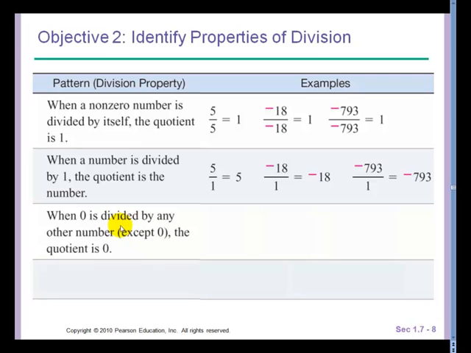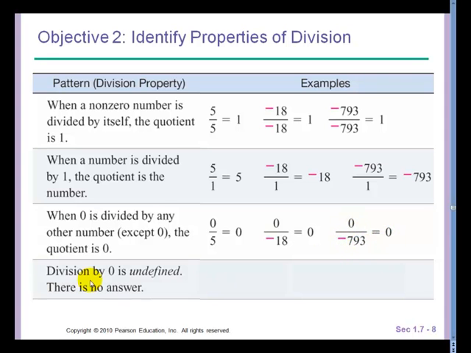When 0 is divided by any number other than 0, the quotient is 0. 0 divided by 5 is 0. 0 divided by negative 18 is 0. And 0 divided by negative 793 is 0. And lastly, division by 0 is undefined. There is no answer. 5 divided by 0 is undefined. Negative 18 divided by 0 is undefined.